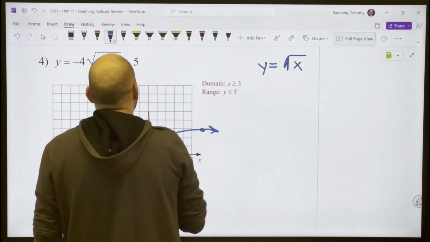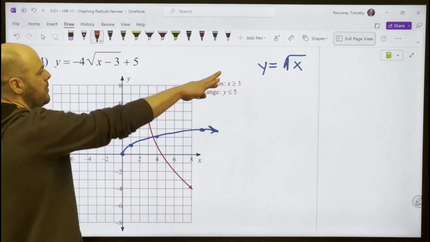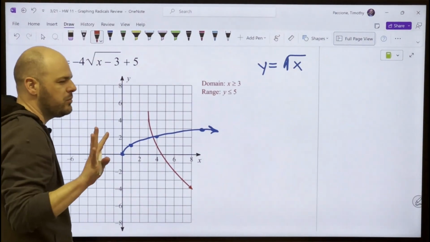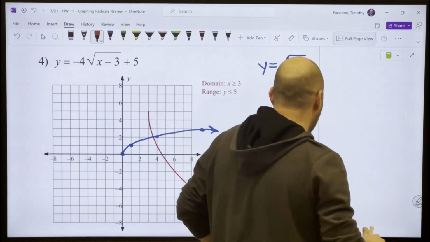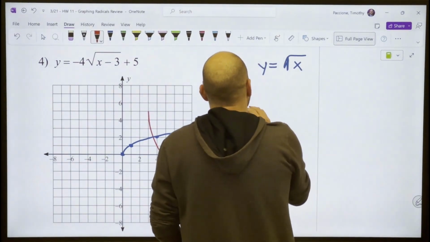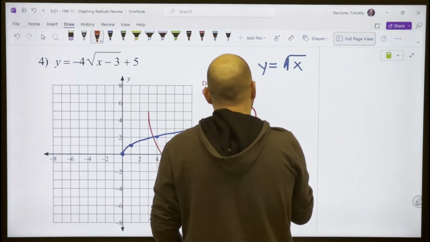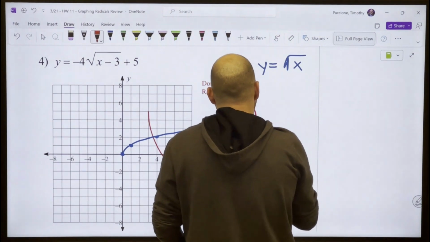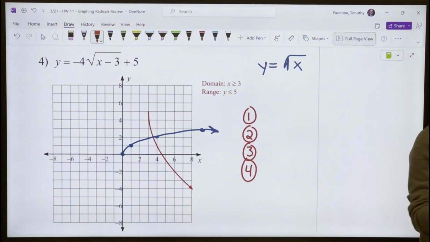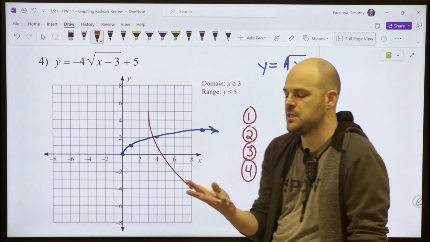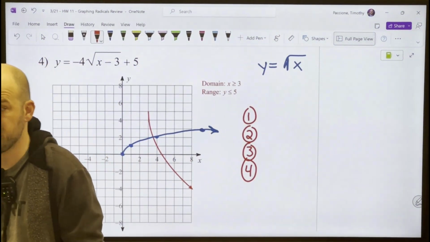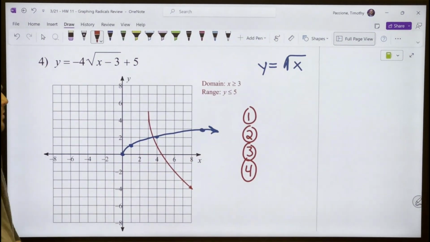Now, we ask ourselves, well, what changed from that over here? And remember what I suggested way back in the day was to make a list. And I'm going to tell you that there are 4 things, so I would number 1 through 4. Let me just list them out before I try to graph them, so then I know I can cover all of them. I can check all of them, right?